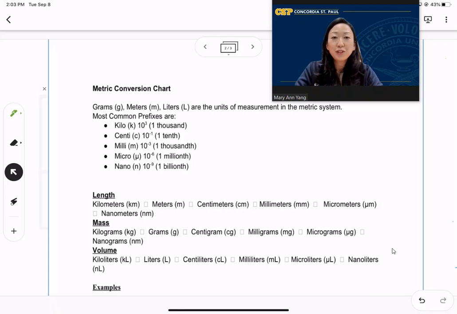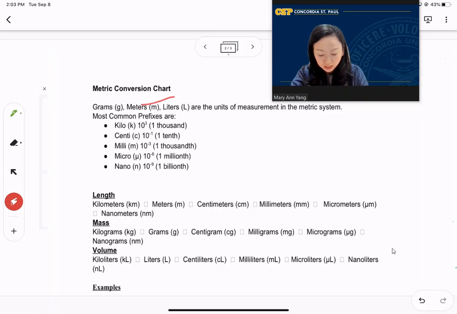Okay, so for this portion, we're going to talk about how to do what's called a metric conversion. This is also in your lab manual. Make sure you check your lab manual for this chart, so in the future, you can refer back.